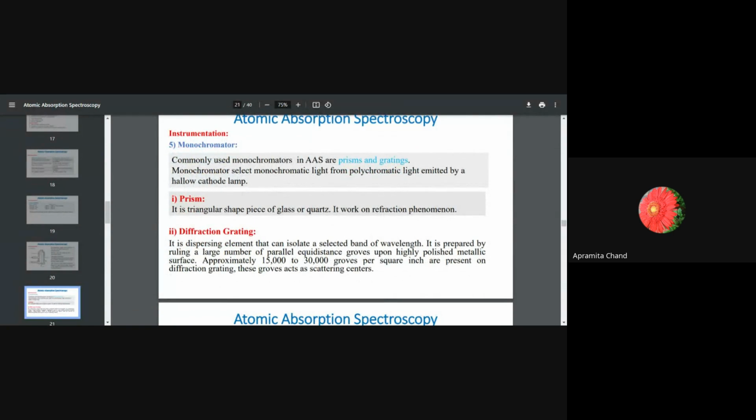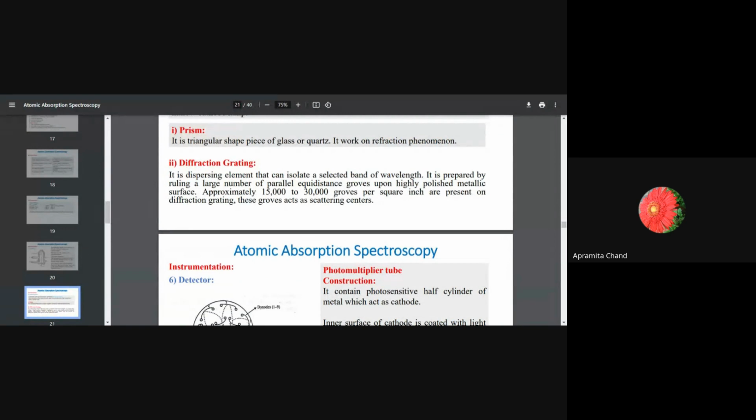The next thing is monochromators. We have already known what monochromators are in the previous spectra. Here also, prisms and gratings are used, and the monochromators select the light from polychromatic light, which is emitted by the HCl. We have a prism as well, as we have seen in the instrumentation, which works on the basis of refraction and is composed of glass or quartz. And the grating is a dispersing element which has parallel equidistant grooves on a highly polished metallic surface, and it can isolate a selected band of wavelength.